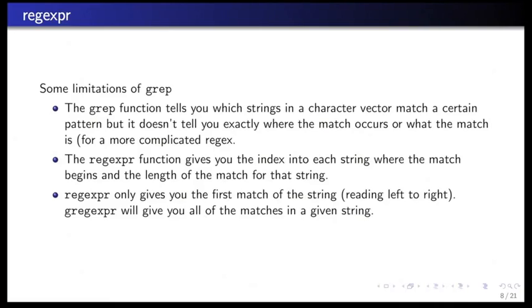Now, one thing to know about the regexpr function is that it only gives you the first match in a string. So if you have a pattern that occurs like 5 times in a string, it's only going to tell you where the first one is. If you want to know the location of all of the matches in the string, you need to use the gregexpr function. The G stands for global. It shows you all the matches in a given string, not just the first match. And that's the same distinction for sub and gsub, which you'll see in a second.